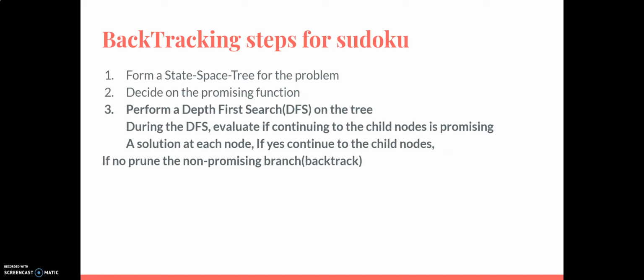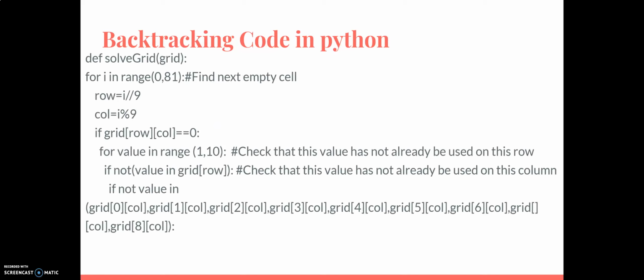During the depth first search, we need to evaluate if continuing to the child node is promising at each node. If yes, continue to the child nodes. If no, prune the non-promising branch, using that promising function that we just explained.